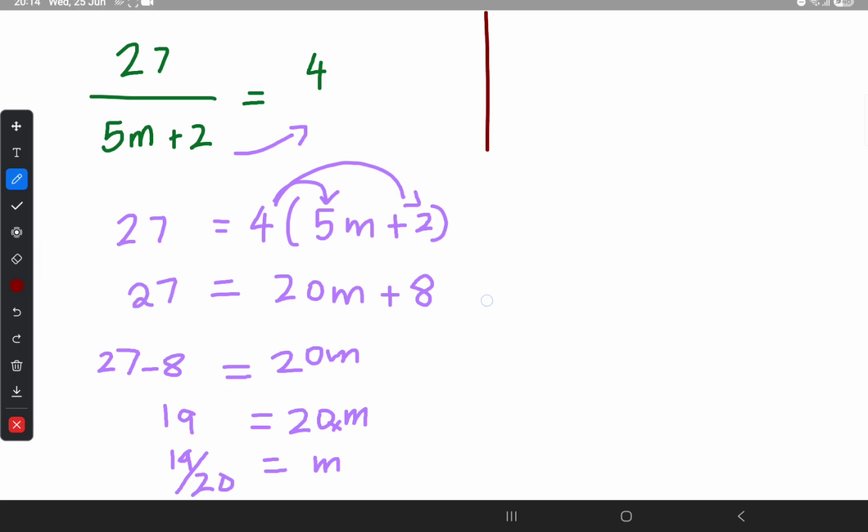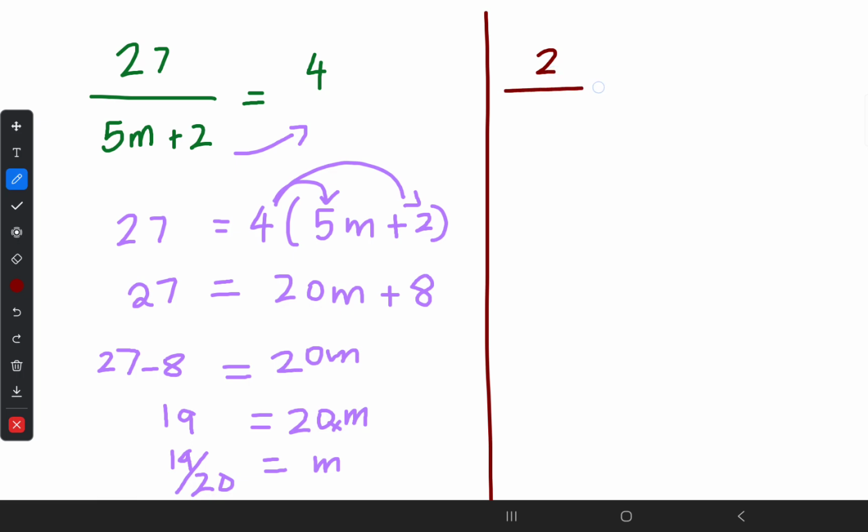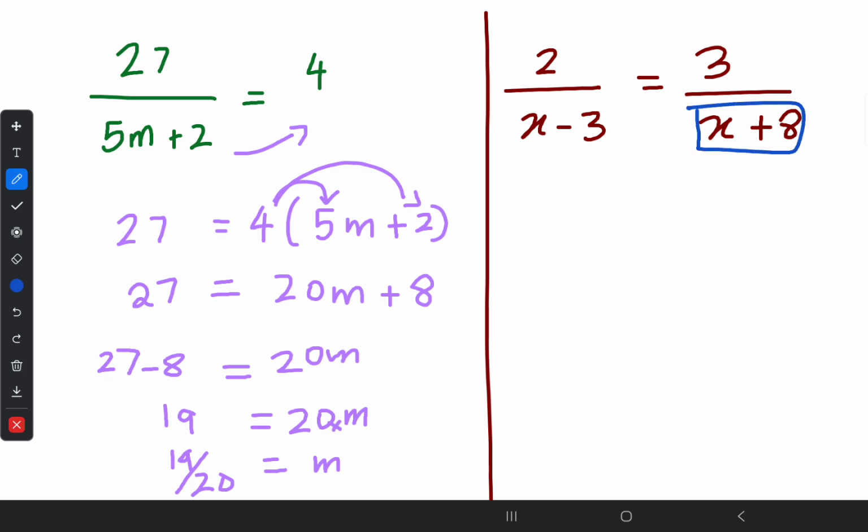Not only this, we have another type of equation like this as well. In that one, we will have 2 upon x minus 3 equals 3 upon x plus 8. Okay, there are two denominators. This is an equation, and on both sides we have the x quantity. So how to solve this?